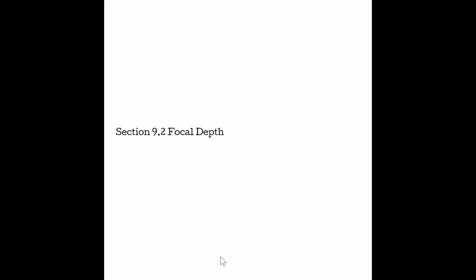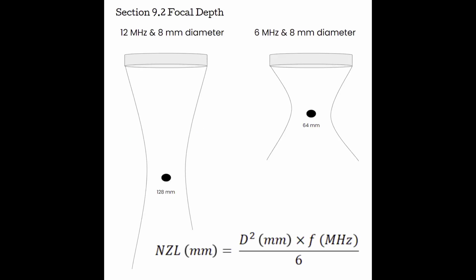Section 9.2, focal depth. In our 9.1 practice examples, we had these two transducers. We had 12 megahertz with 8 millimeter diameter, and we had a 6 megahertz with the 8 millimeter diameter as well. So the only thing that is different between these two transducers is their frequencies. When we plugged in our numbers to our near zone length formula to calculate the focal depth, or the near zone length, we got the 12 megahertz transducer showing a focal depth of 128 millimeters, and the 6 megahertz transducer showing a focal depth of 64 millimeters.